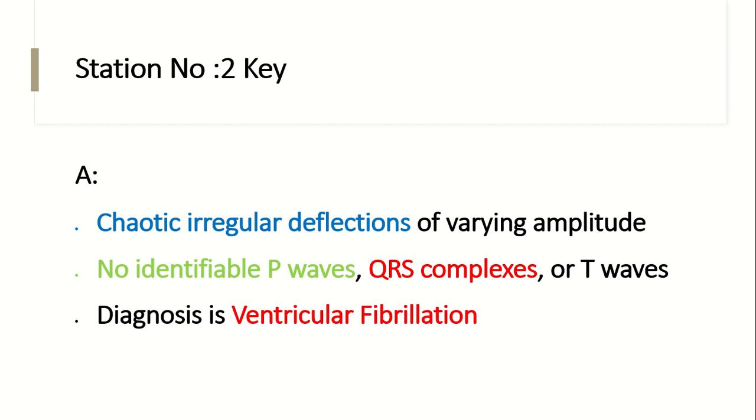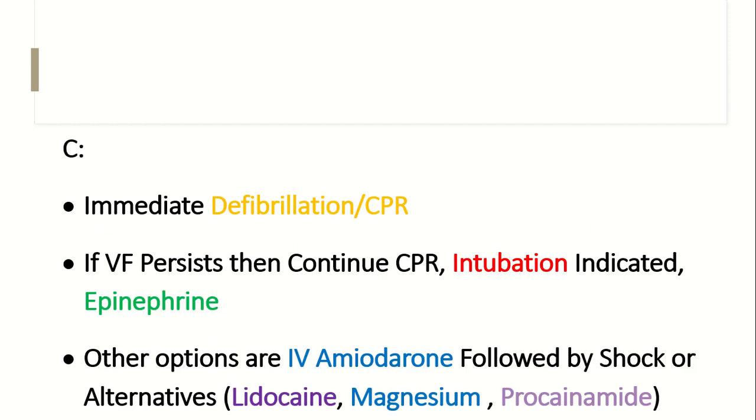How will you treat this condition? The main management is immediate defibrillation and CPR. If VFib persists after defibrillation, then continue CPR. Intubation is indicated, and we will give epinephrine during this. Other options are drugs like IV amiodarone followed by shock, or other alternatives to IV amiodarone are lidocaine, magnesium, and procainamide.